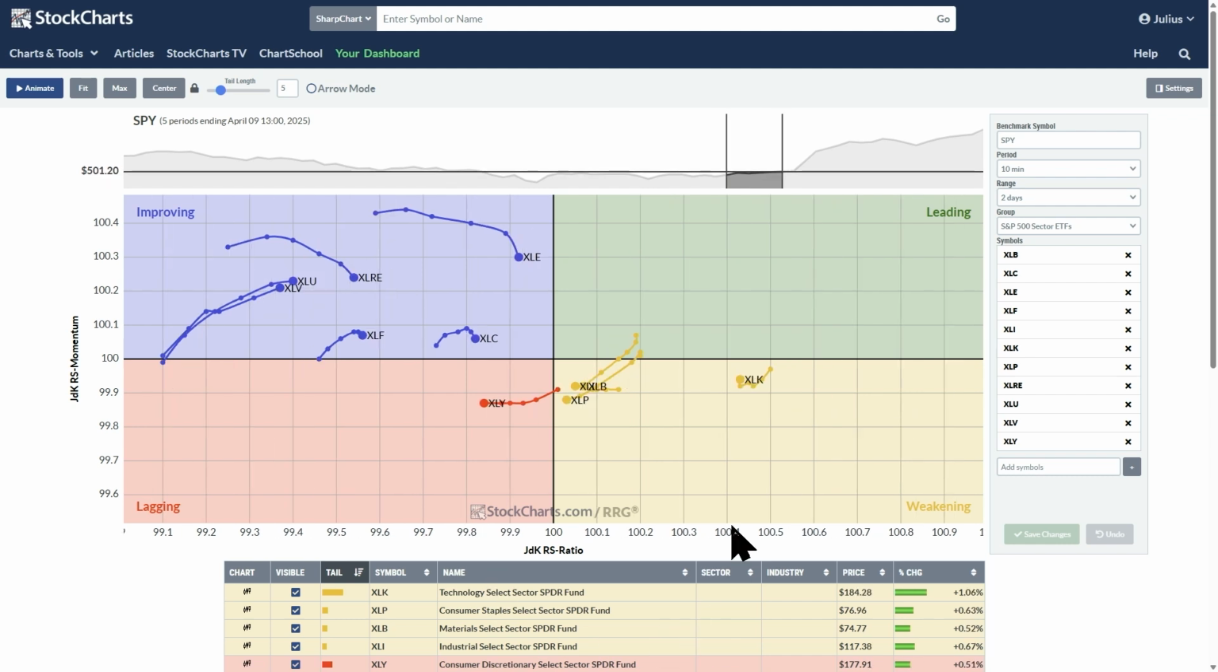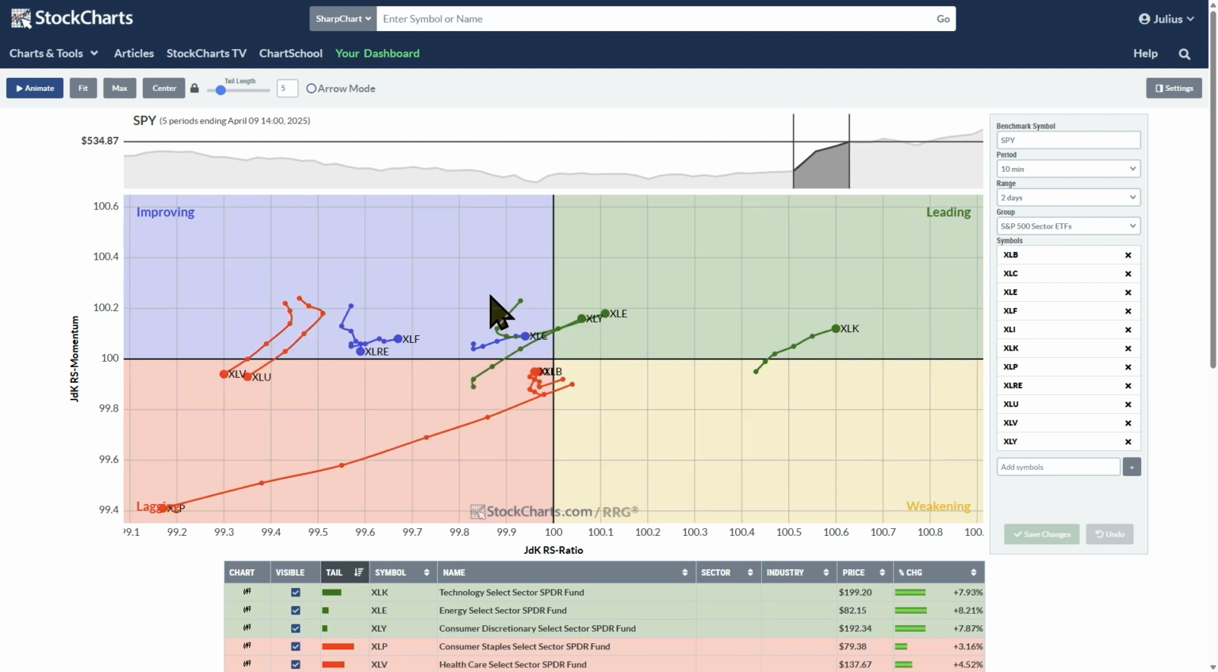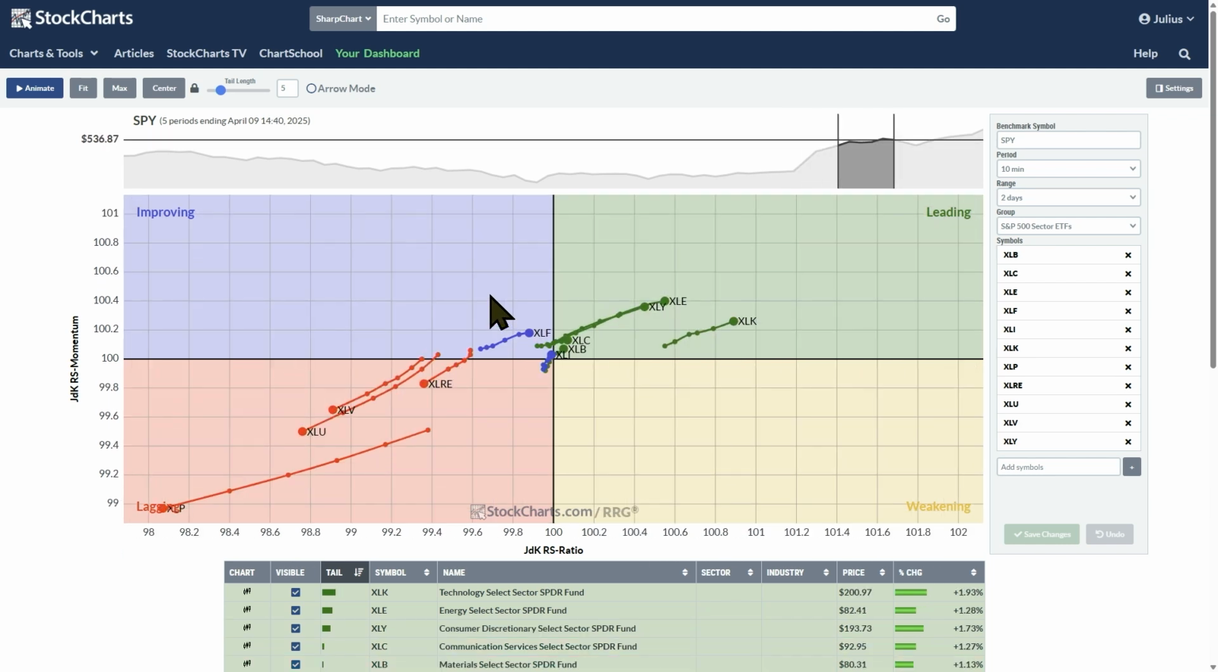Here is XLK inside the weakening quadrant starting to curl up. And here is a bunch of sectors inside improving and rolling over. This could be your long candidate, maybe some here, but this is a real good one. And then one of these could be your short candidate, especially the ones that are rolling over. Try to look for those setups, then you'll have a pretty good chance of picking up some alpha.